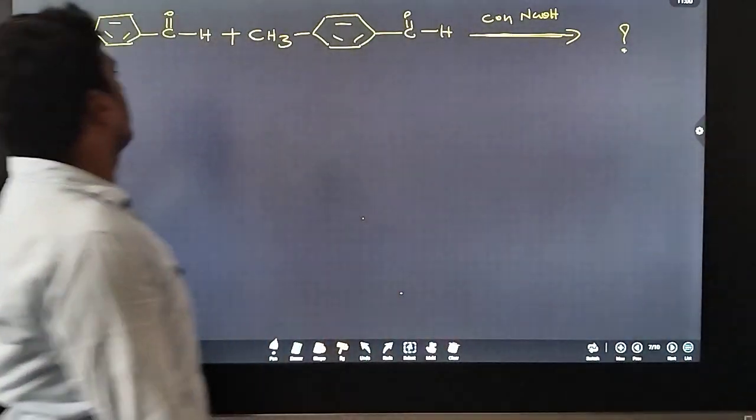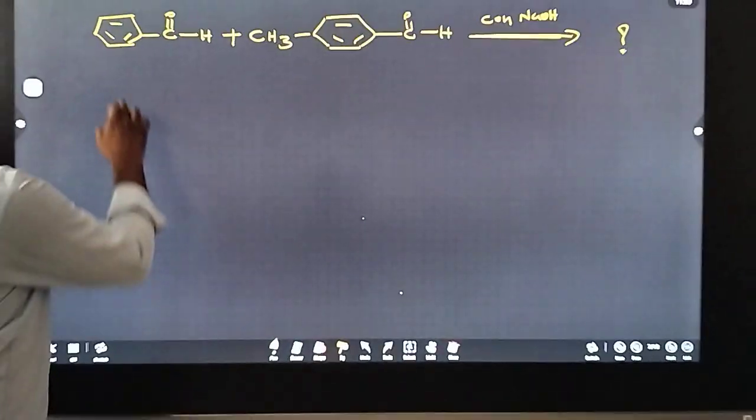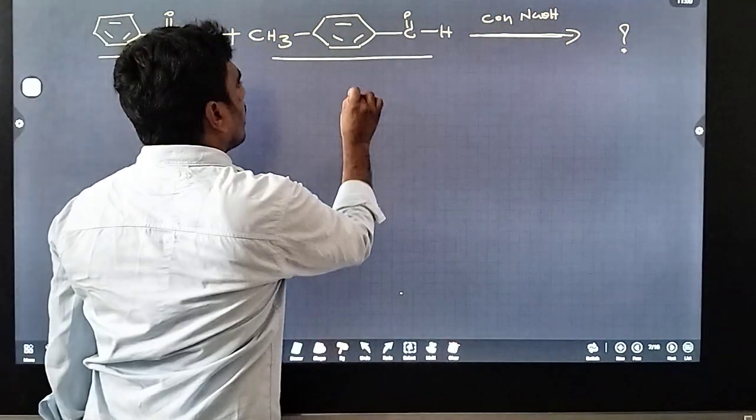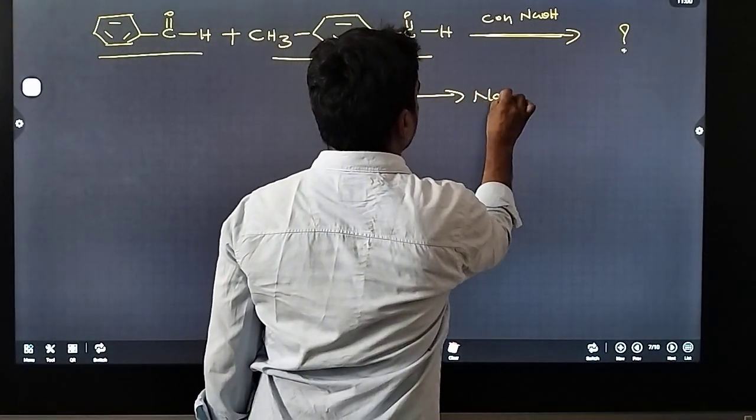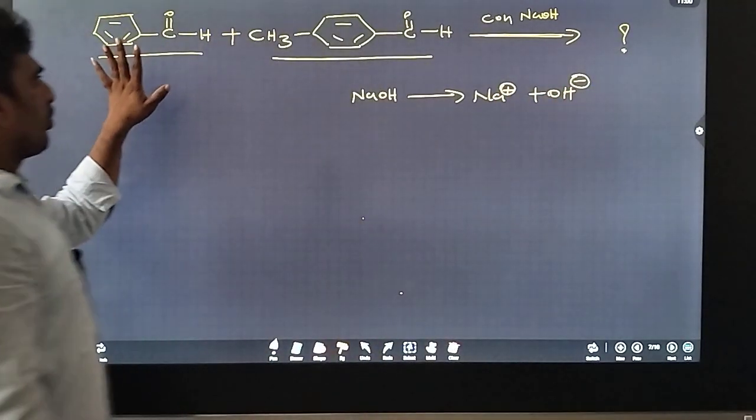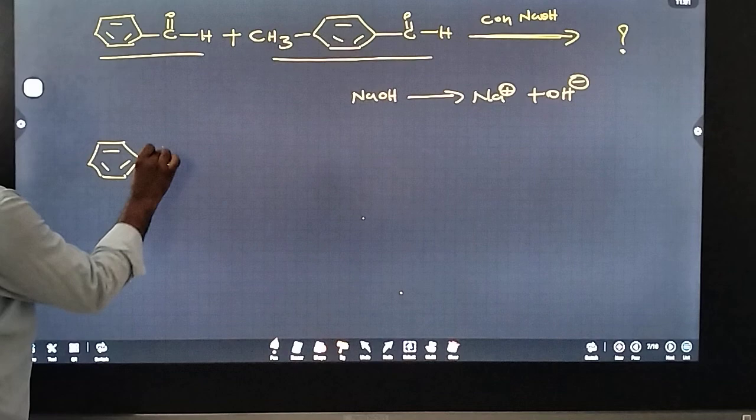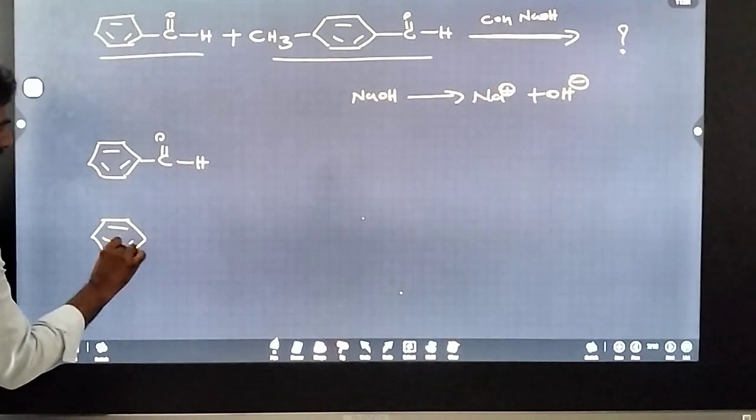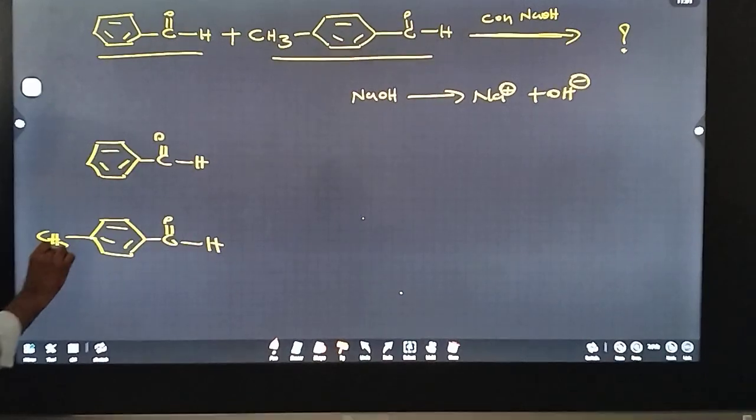Okay, one more example. Here sodium hydroxide is there. This is a benzaldehyde, the para-methyl benzaldehyde. We know that NaOH is a strong electrolyte. It undergoes dissociation to Na+ and OH-. So here also there are two possibilities, C=O and the second C=O, where the para position contains a methyl group.